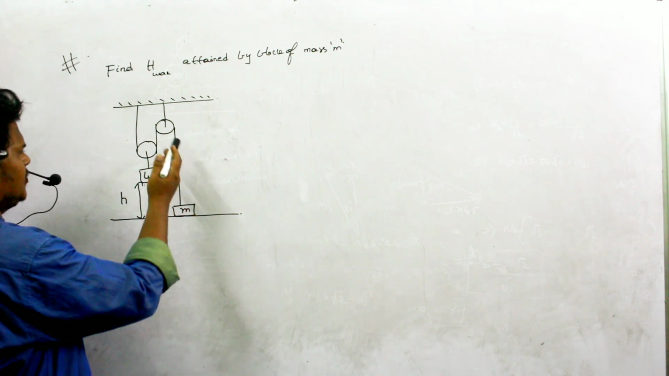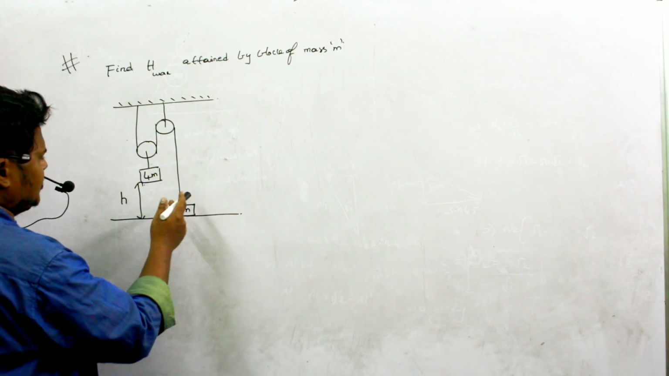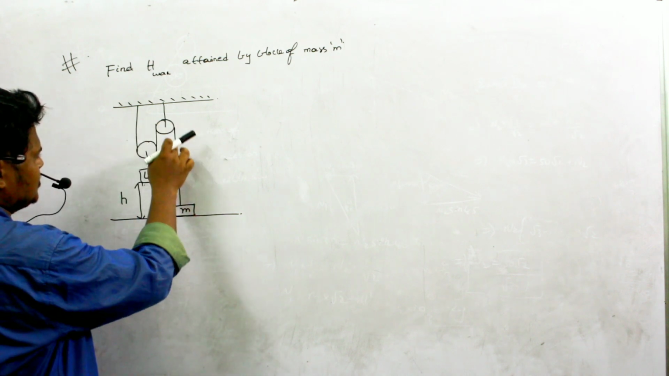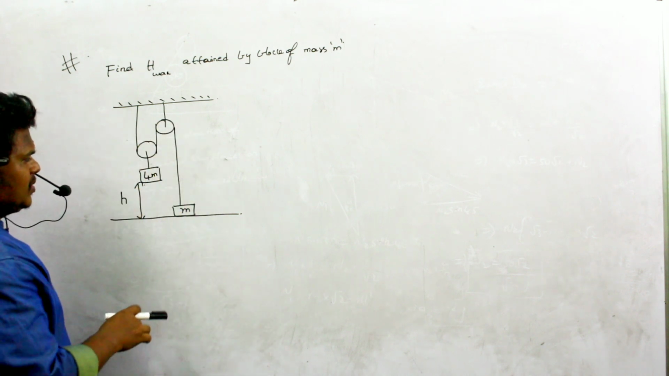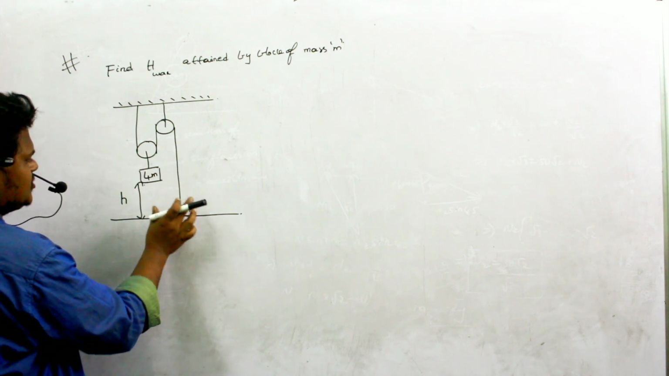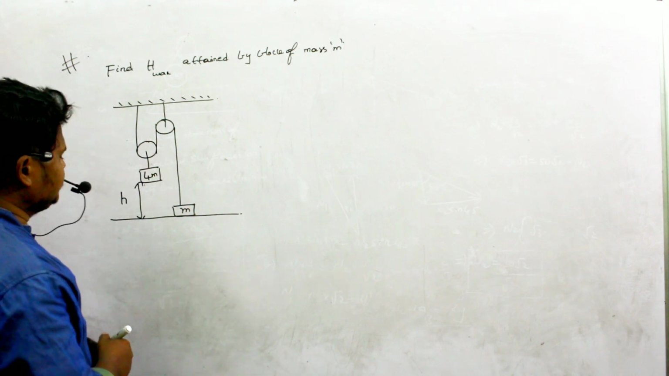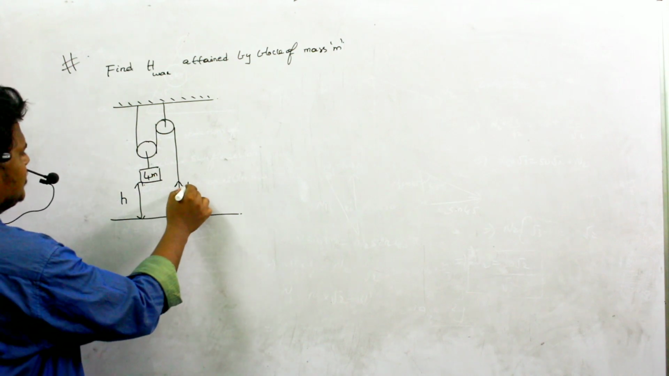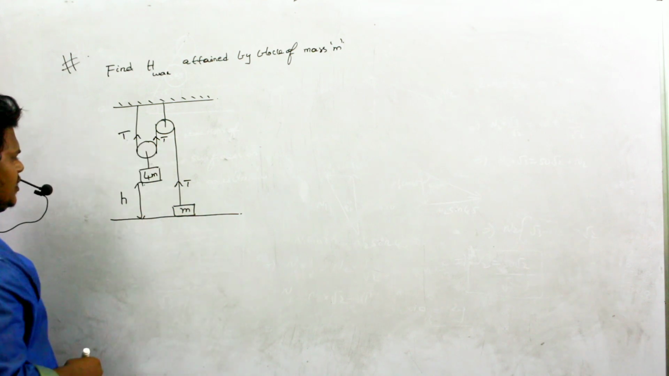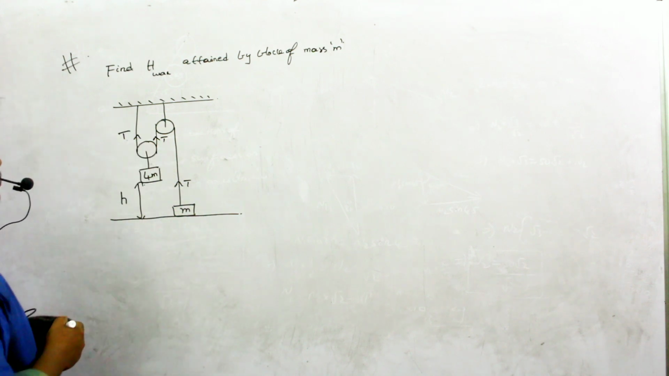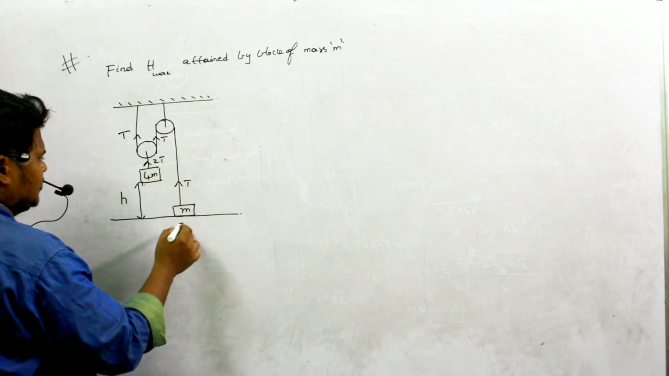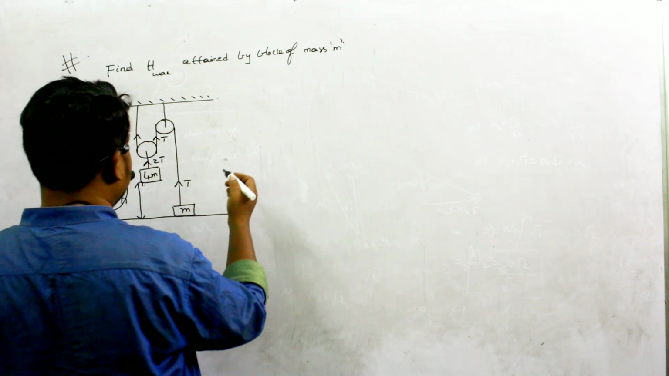So first of all, we will try to derive a constraint relation between this m and this 4m. Definitely this is a single string, so tension should be equal. But because there is a movable pulley here, the accelerations of this mass and this mass will not be equal. If I consider tension here is T, then here also the tension is T, and here also T itself. Then here the tension will be 2T, and now I will apply the virtual work method.